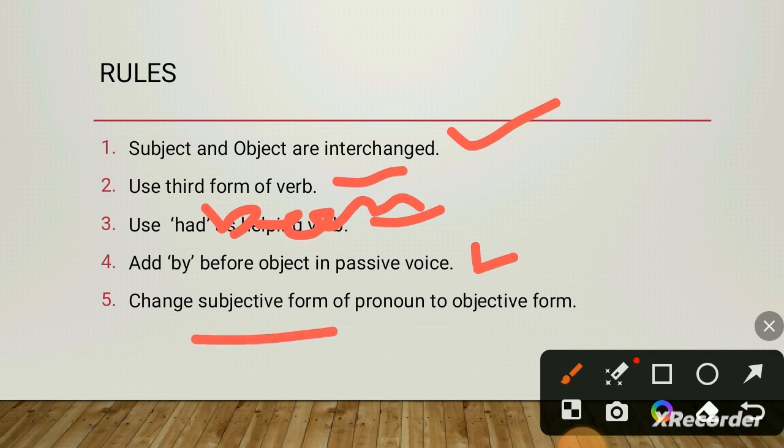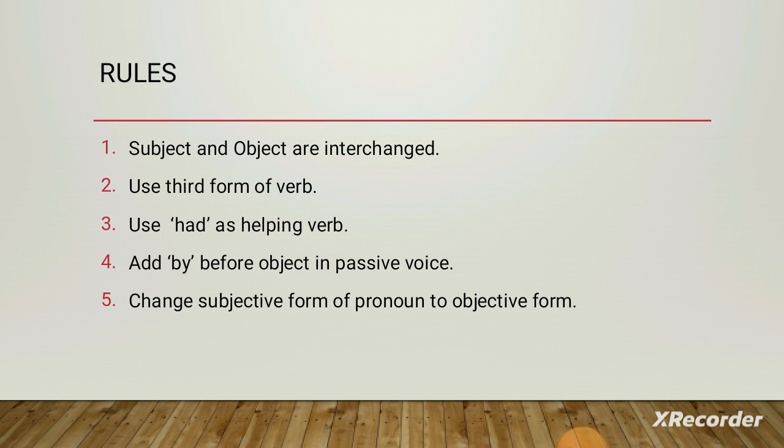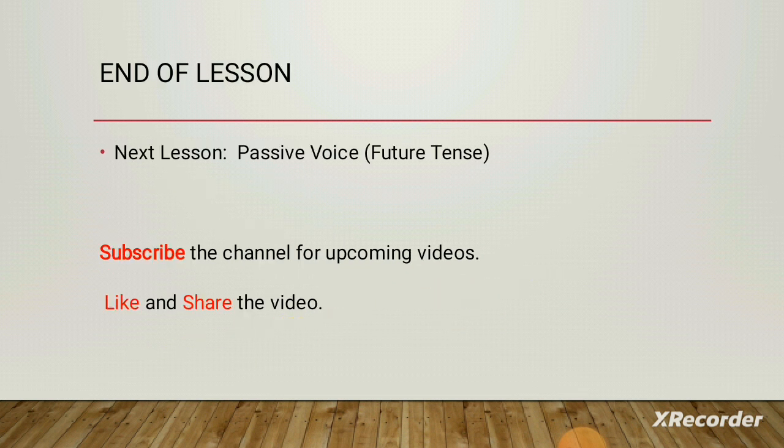Change the subjective form of the pronoun to the objective form. We have already gone through this rule. So this is the end of the lesson. I hope you have understood how to change the active voice of the past tense into the passive voice, and please remember that the past perfect continuous tense and the present perfect continuous cannot be changed into the passive voice.